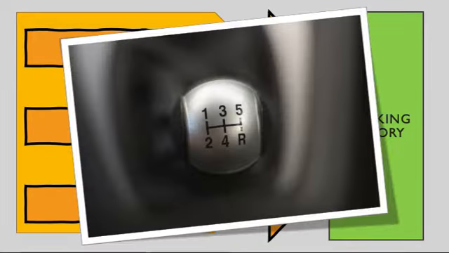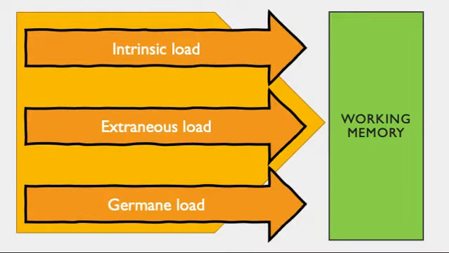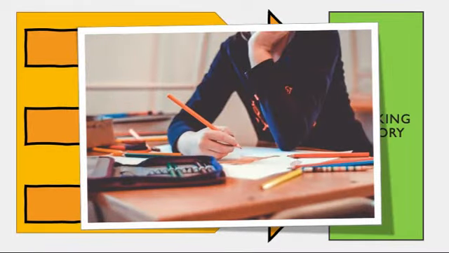Intrinsic load refers to the actual complexity of the task you're doing. So for example, in driving, all of the things you're having to hold in your head when you press the clutch pedal, when you move the stick, when you're looking around you, all of these things are part of the intrinsic load of the task. Extraneous load is things that also use up our working memory but are not essential to the task. So for example, if you're highlighting something and you're thinking about the colour of pencil you're using, then that is using up some of your working memory.